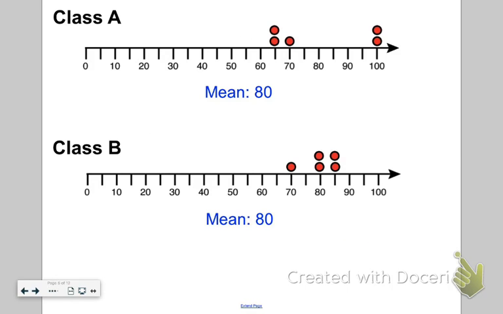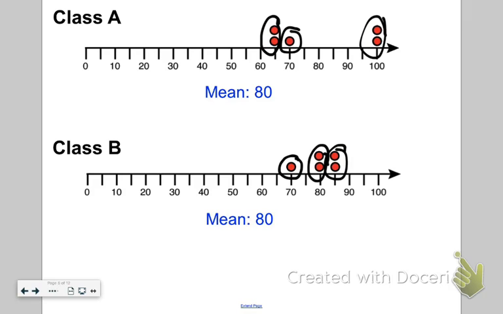Now, this is not in your workbook, but I want you to take a look at this. Here we have Class A and Class B. And these are going to show you the different scores that it looks like 5 students in each class received on maybe a test or a quiz. So it looks like in Class A we have 2 students who got 65, 1 student that got 70, and then we have these 2 students over here who got 100. Then we have Class B. In Class B, we have 1 person who got 70, 2 who got 80, 2 who got 85.